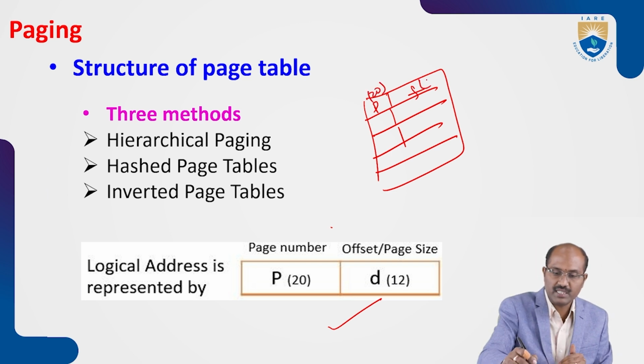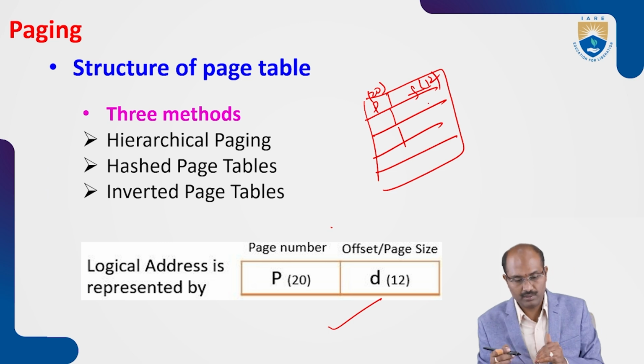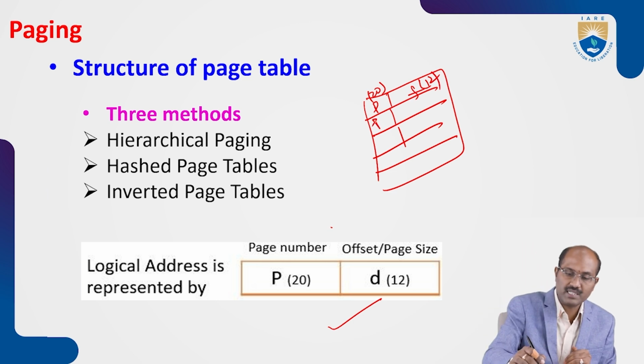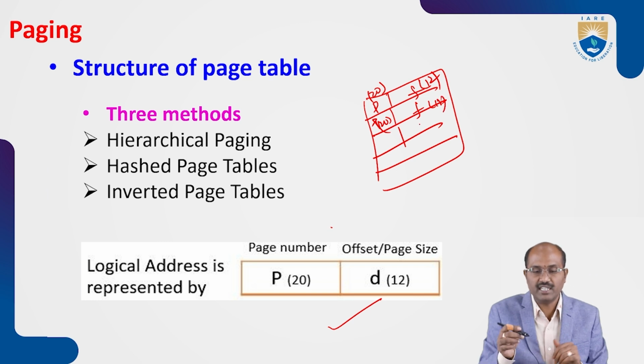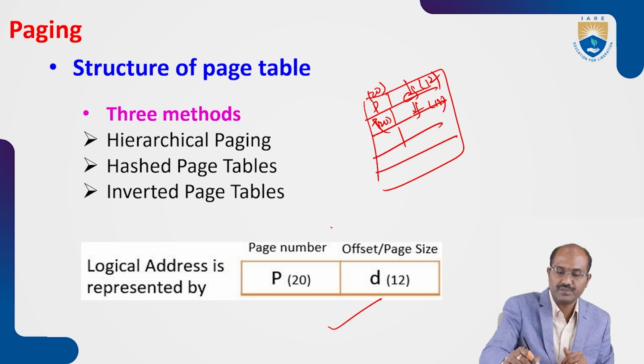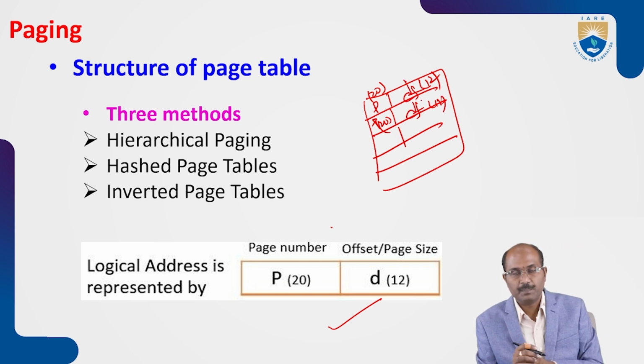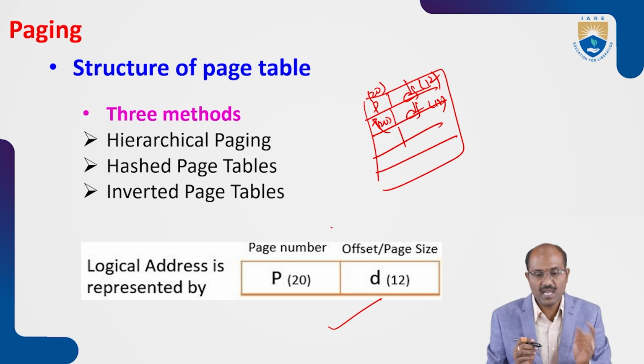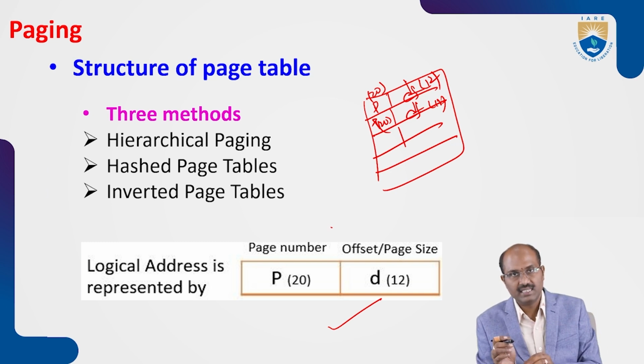Offset address we represent as the 12. Then page number we represent as the 20. The offset or page size is represented as D. Every page has a page number and page size. That is the information for every page.